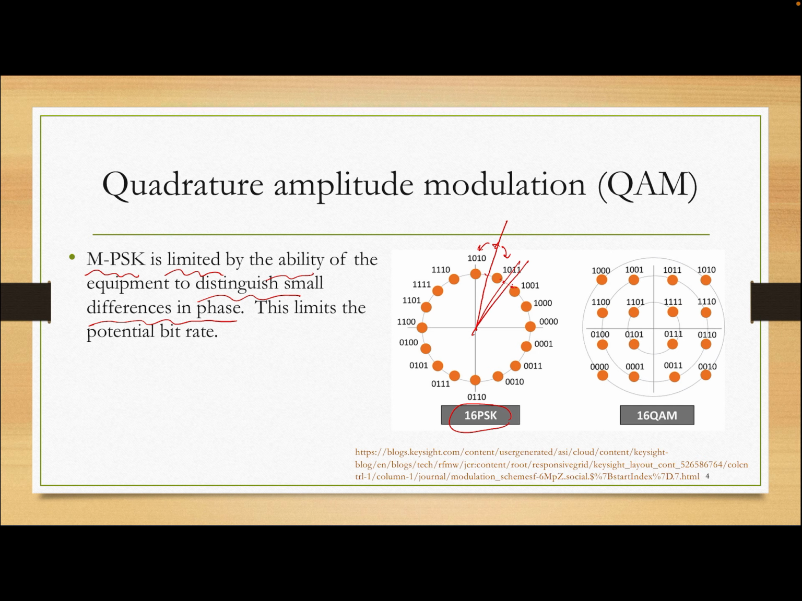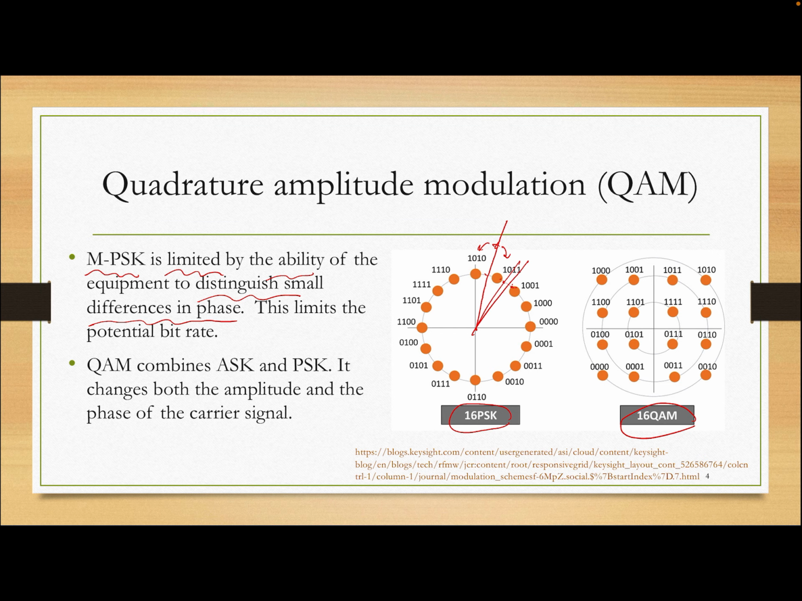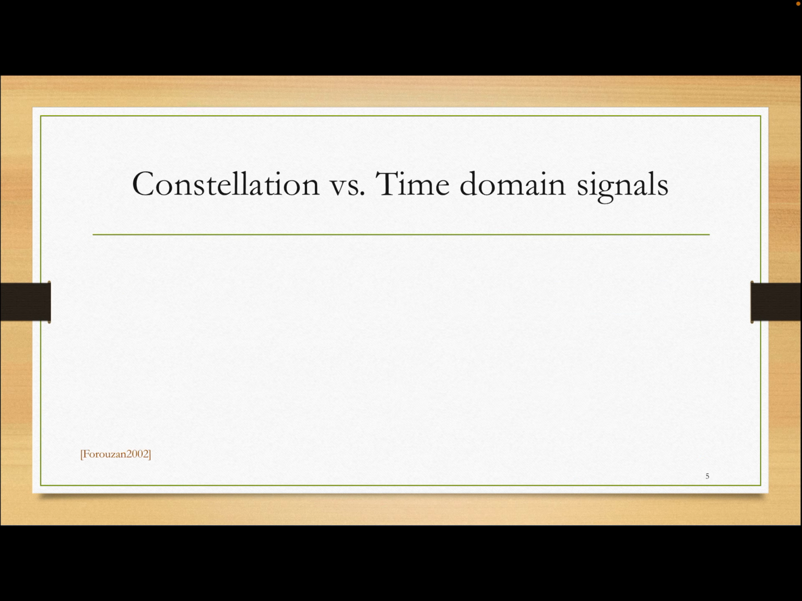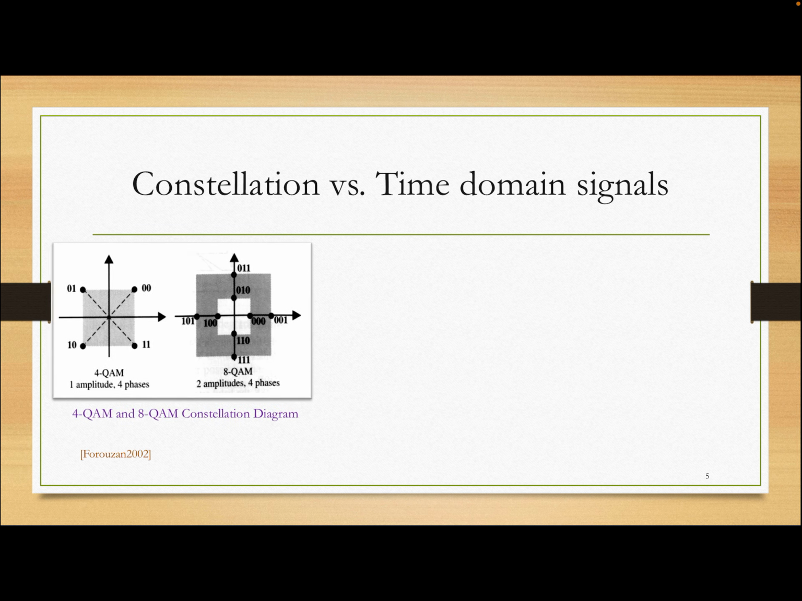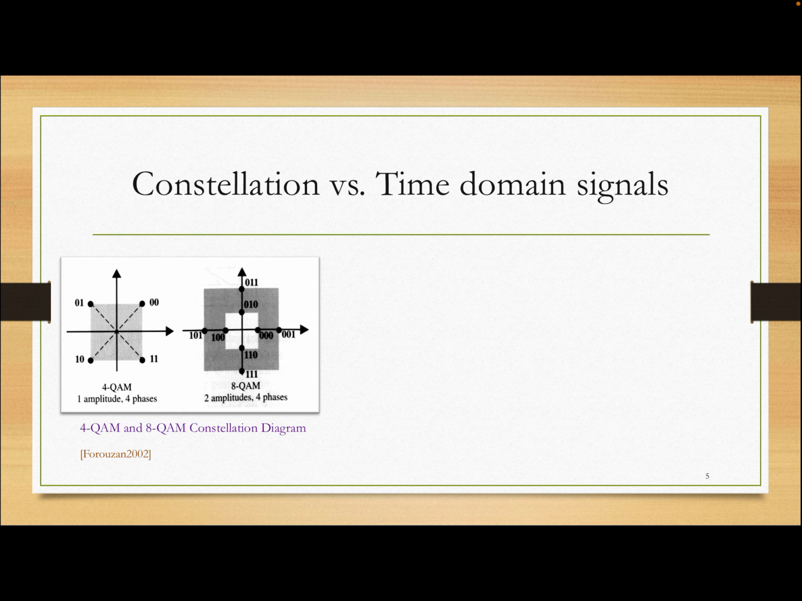But if you just think of it, if you have many points here, it's very difficult to distinguish which one it is. So if you can increase the amplitude, like this is 16 QAM with 3 amplitudes, then it can help you distinguish which is which, because the points will be further apart. So this is good. For non-binary cases with high M, we always use QAM and not PSK.